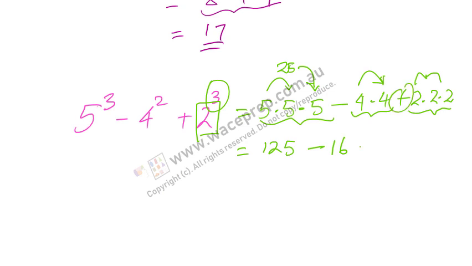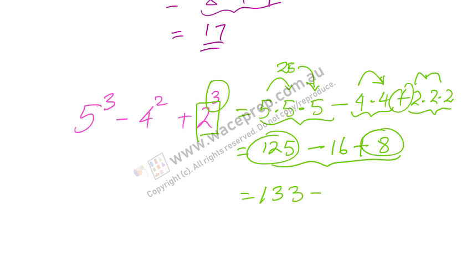So our plus sign goes between 16 and the 8. Here is our 8. Now let's evaluate by adding the 125 and 8 together, which gives us 133 minus our 16. 133 minus 16 gives us 117, and that's the answer to this question.